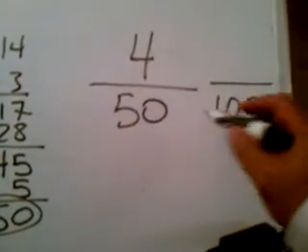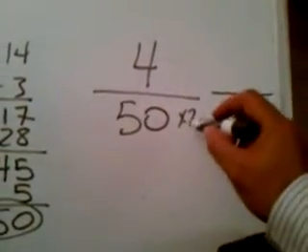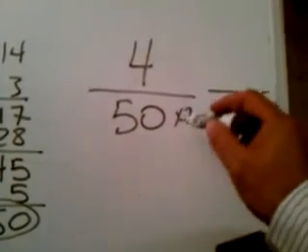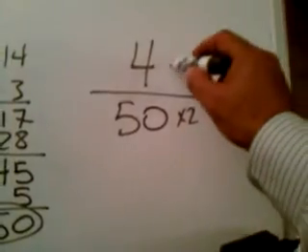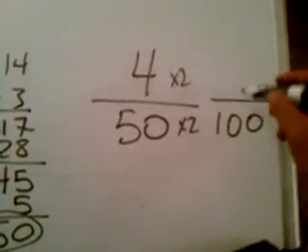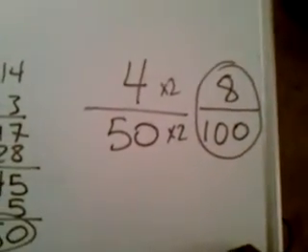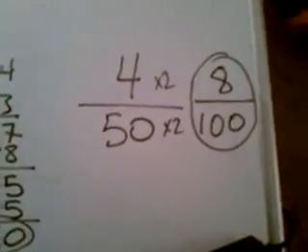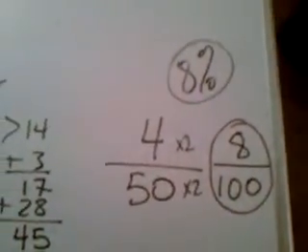50 times what would give me 100? 50 times 2. So if I multiply the denominator times 2, whatever I do to the denominator, I must do to the numerator. So I'd have to do 4 times 2, and 4 times 2 is 8. So 8 out of 100 is the probability. And 8 out of 100 is 8%. There you have it.